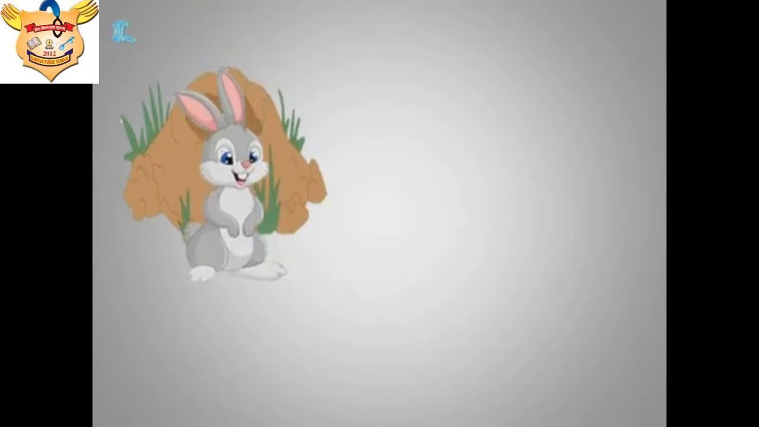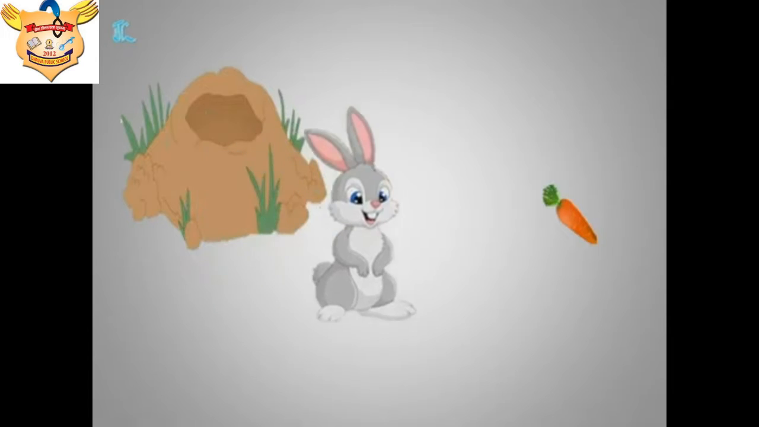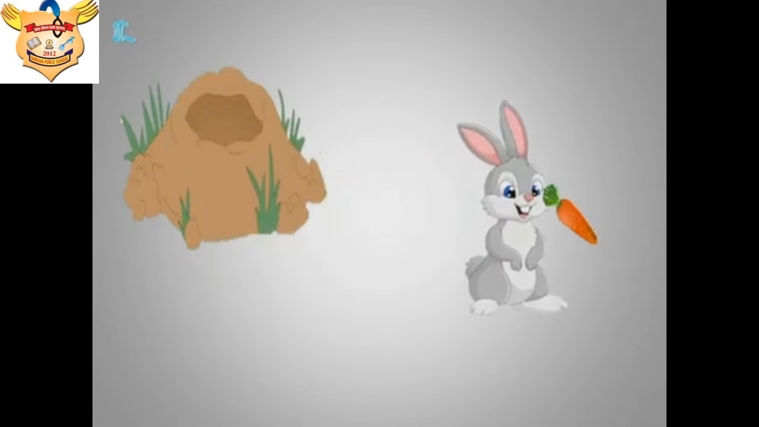This is a cute rabbit. It is very hungry. It sees the carrot. The rabbit goes to take the carrot. It goes front to take the carrot.